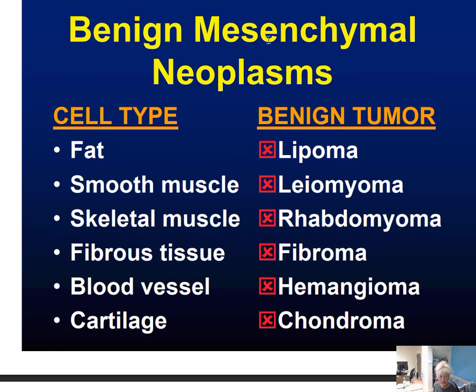All right, now we jump into this. Benign mesenchymal neoplasms, and I just went over what a mesenchymal is. Cell type fat, benign lipoma. Smooth muscle, leiomyoma. Skeletal muscle, rhabdomyoma. Fibrous tissue, fibroma. Blood vessel, hemangioma. Cartilage, chondroma. I hope it's starting to make a little sense now.